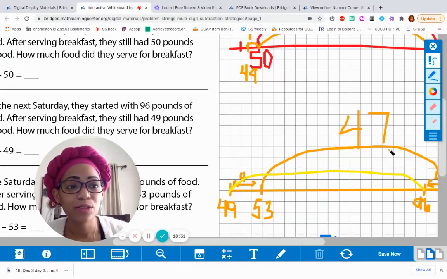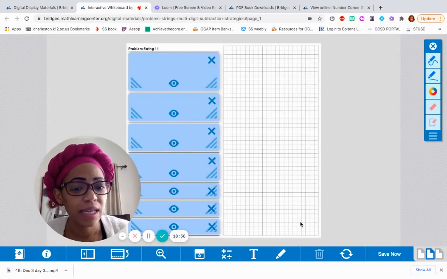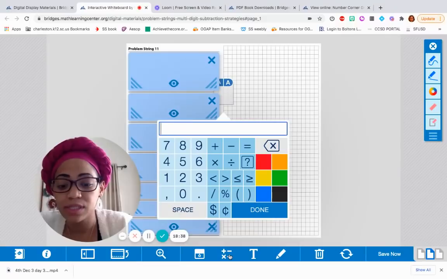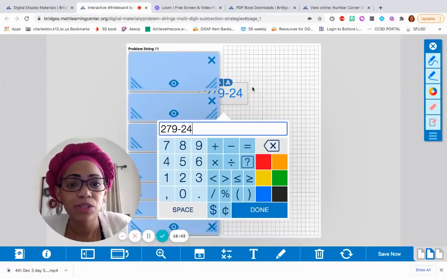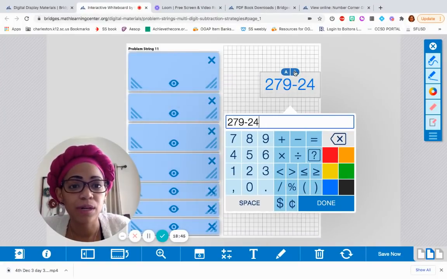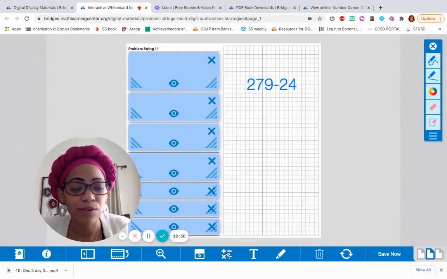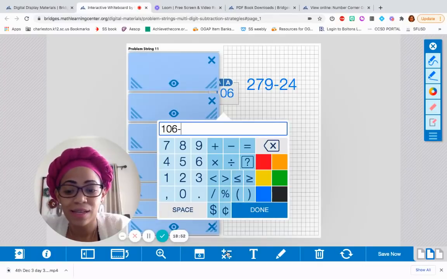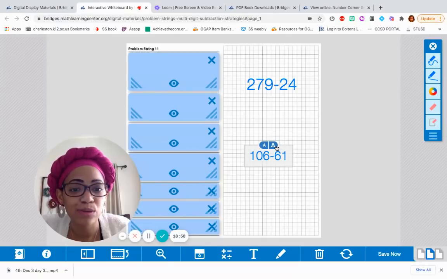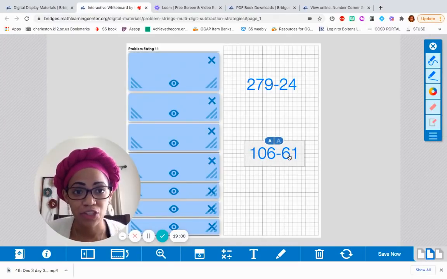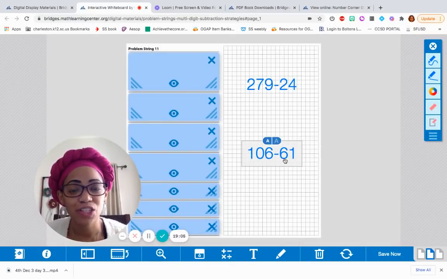Okay, so here are the 2 problems that I would love for you to solve. The first one is 279 minus 24. And the second problem that I would like for you to solve is 106 minus 61. I want to know how you might use the constant difference strategy to solve these 2 problems. So work it out, share it with your teacher.